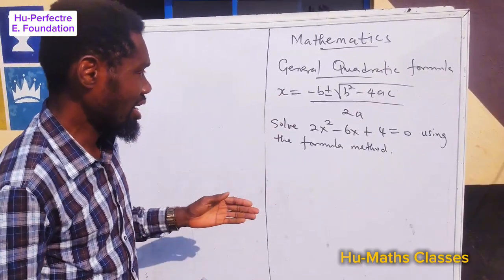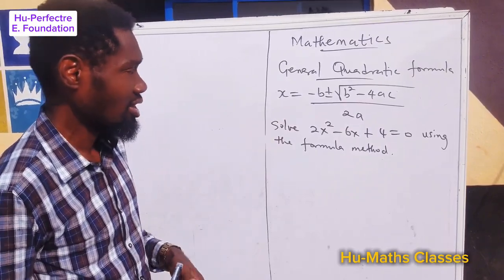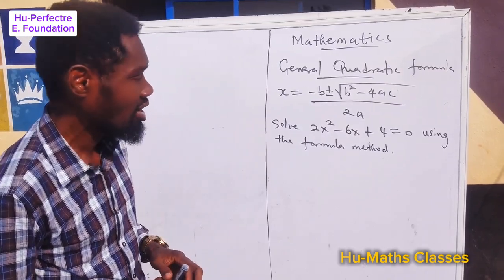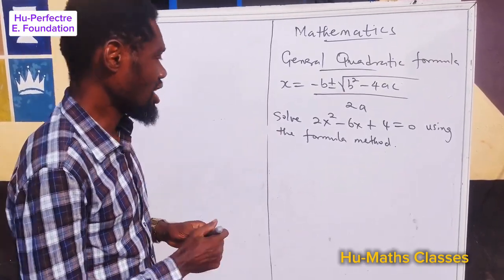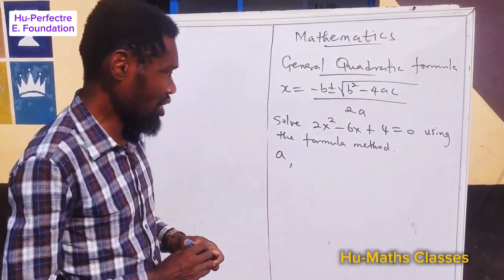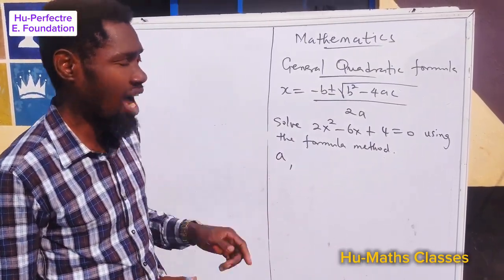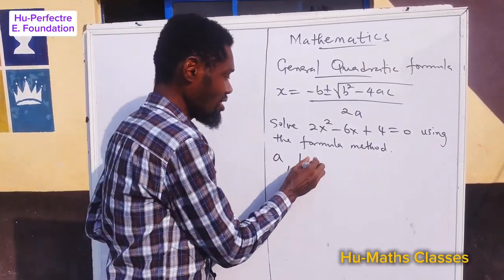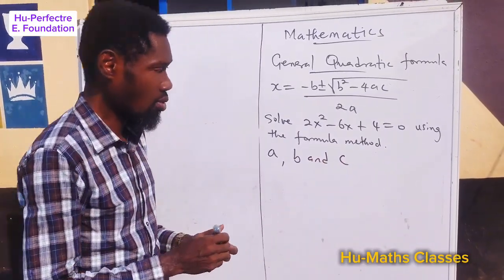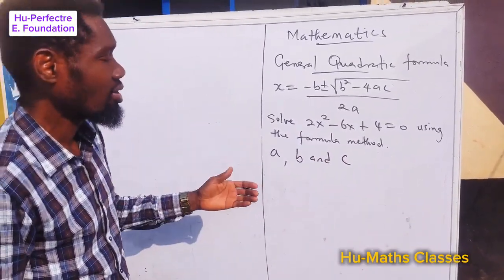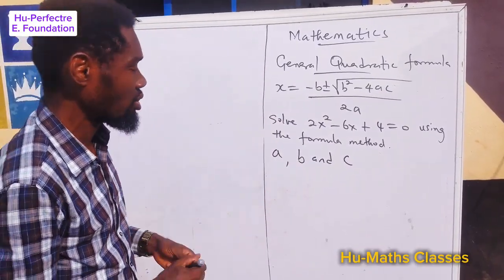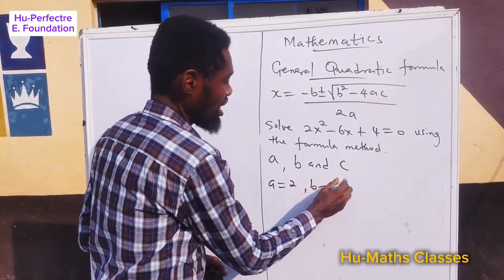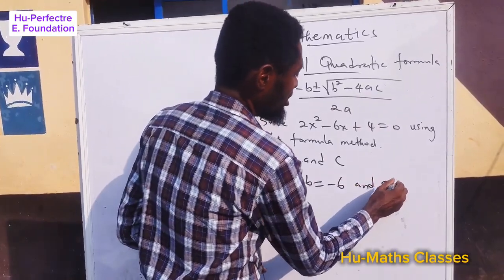So in our formula, a, b, and c are constants, where a is the coefficient of the first variable, b is the coefficient of the second variable, and c is the third term, which is 4. So you need to pick out the respective values of these. So a from the equation is 2, b is minus 6, and c is 4.